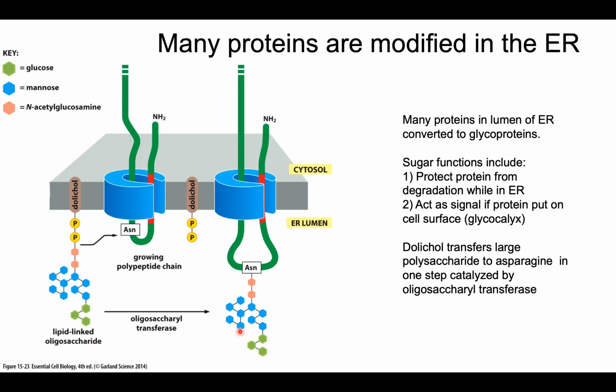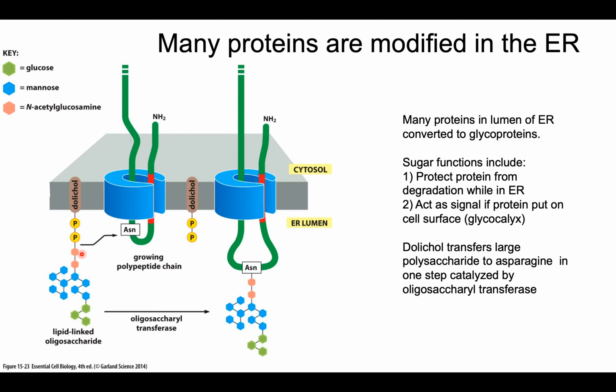So if we need to add any of these polysaccharides to an incoming protein, there's a certain kind of glycolipid that helps out, which is called dolichol. This is a lipid that's membrane bound, has these phosphate groups that attach to a really big polysaccharide molecule over here. So instead of transferring individual sugar molecules onto a protein, it's going to transfer this whole complex in one step.